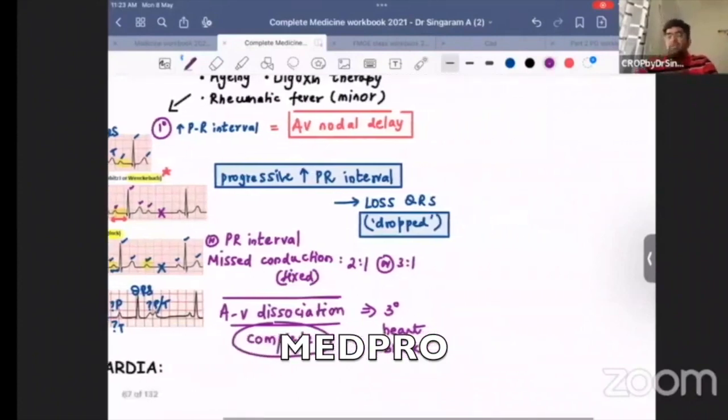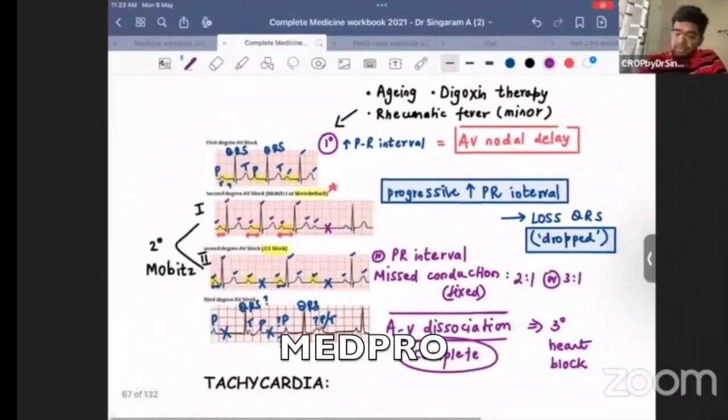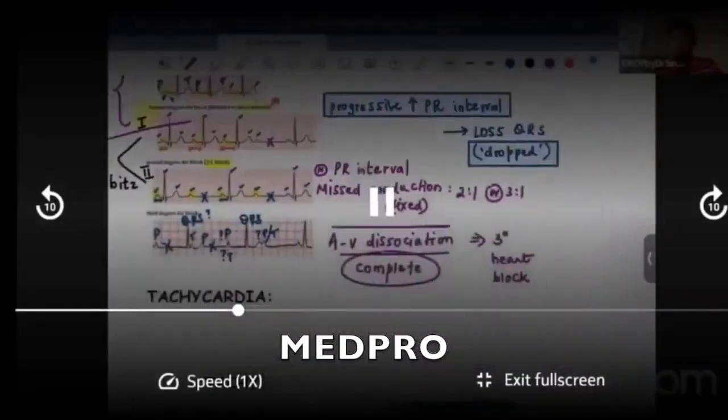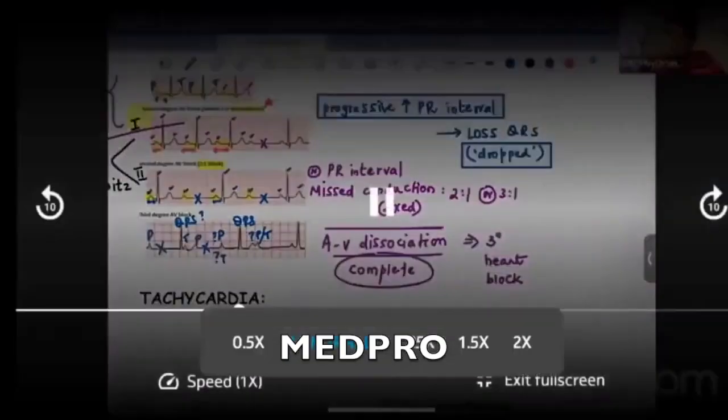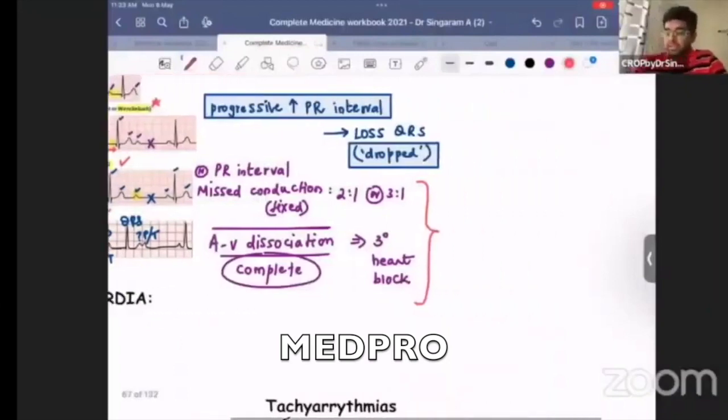Okay. Now, obviously, you can see the higher the degree of heart block, the bigger the problem. Usually, in first degree heart block as well as second degree Mobitz type 1, the patients are asymptomatic. So you actually don't need to treat these two conditions. However, in Mobitz type 2 as well as third degree heart block, the patient will be symptomatic. For example, fainting episodes can be there, decreased cardiac output can be there. So these patients need treatment.